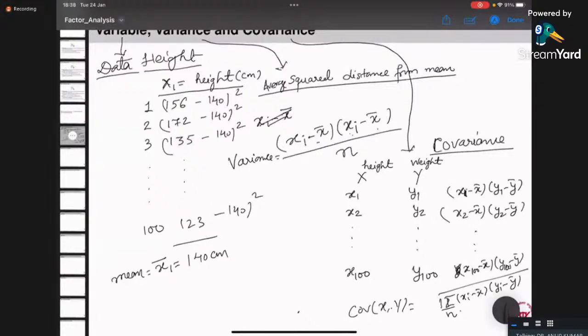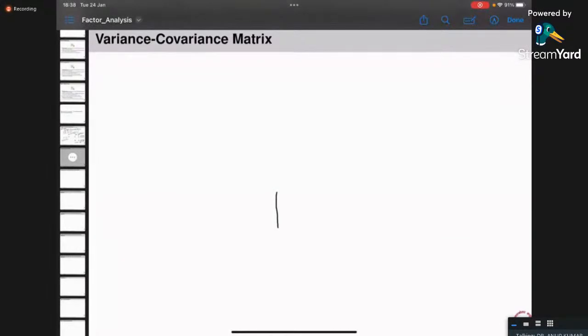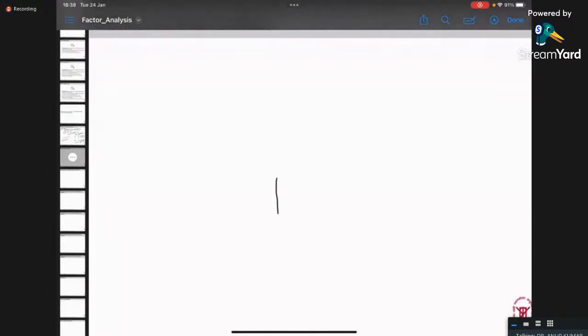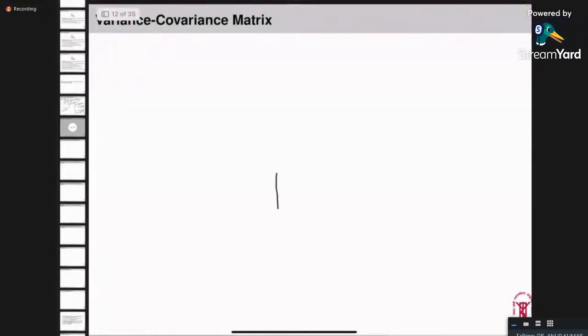Okay. So once you have got it, now I will be discussing one more term: what is the variance covariance matrix? Say in a data set, because factor analysis deals with a p dimensional data set. P can be 10, it can be 15. So let us say we have a p dimensional data set.